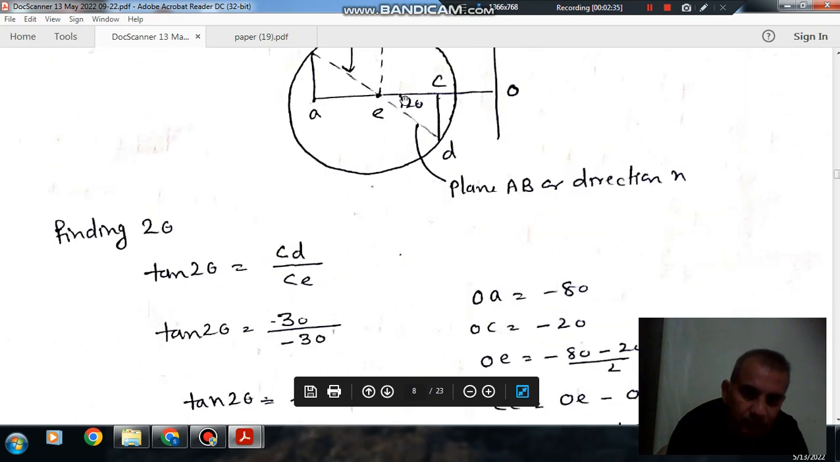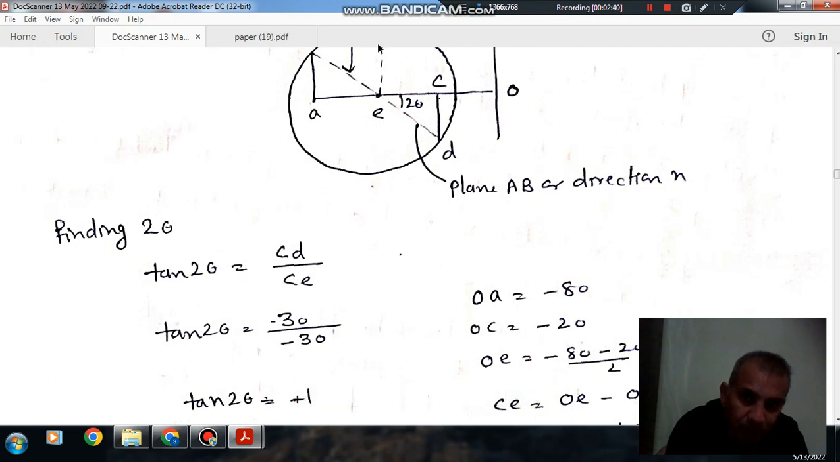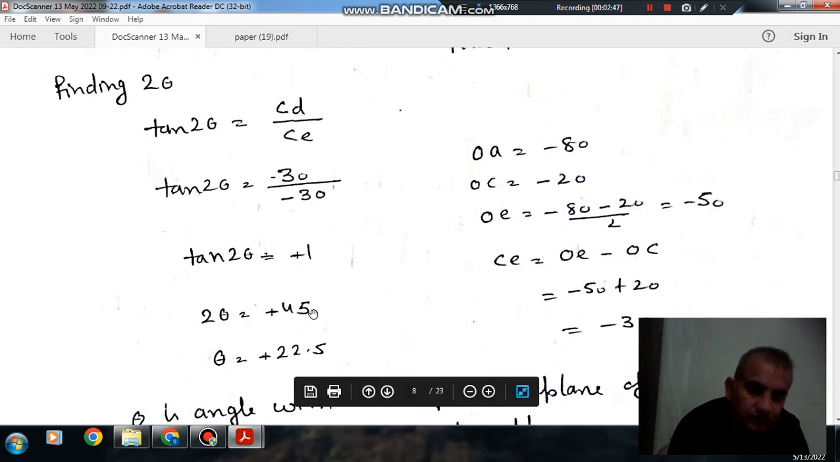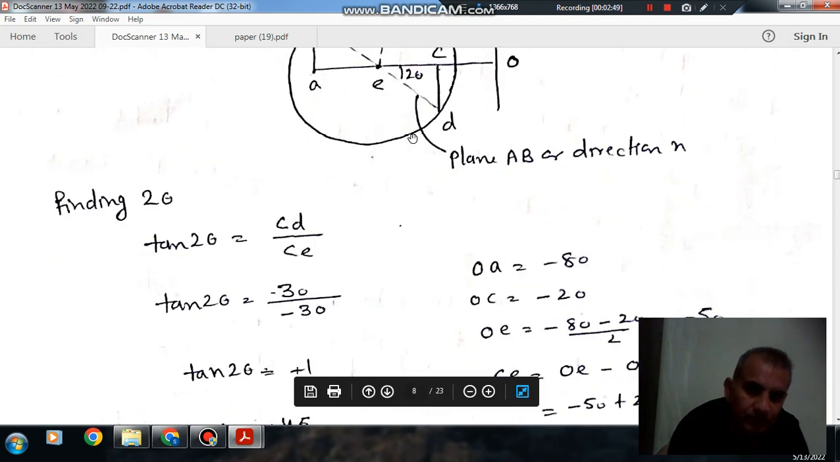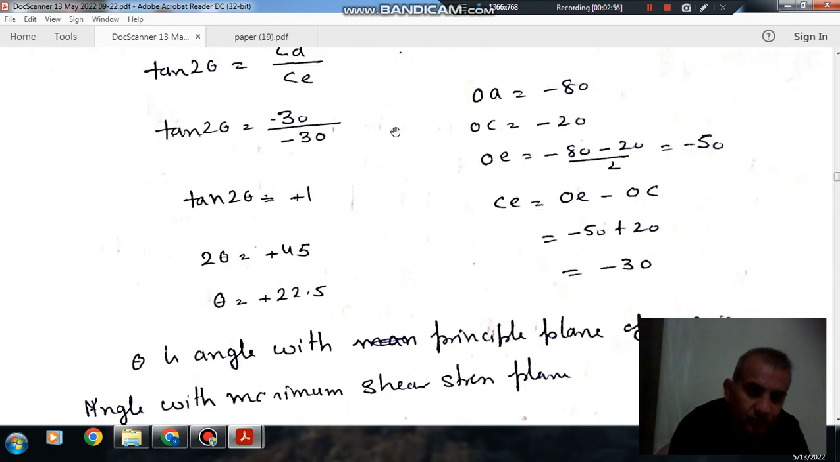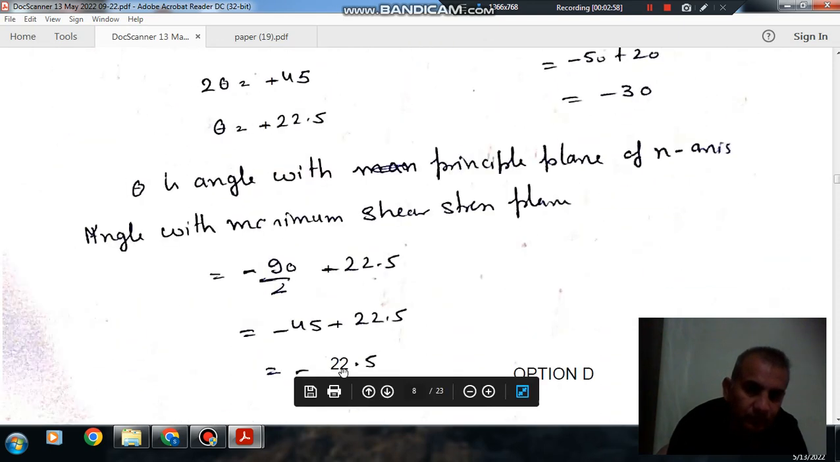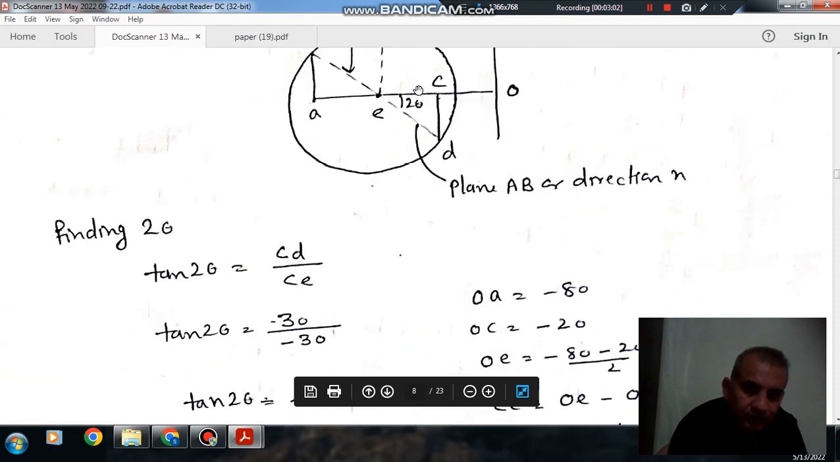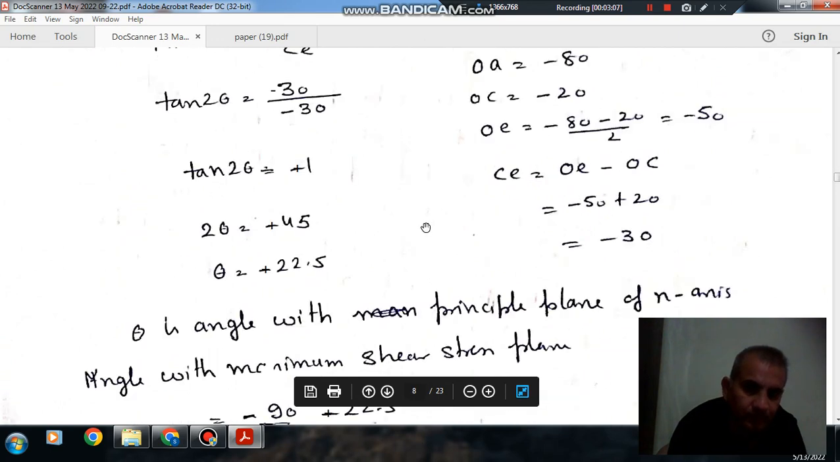So this angle is 45. So this is your maximum shear stress plane, and this is also a maximum shear stress plane. So this angle becomes 90 minus 2 theta, that is 45. So this angle will also be 22.5, and as this is in the negative direction, the answer is minus 22.5. So option D is the right answer. This is your negative direction, and this angle is minus 22.5.